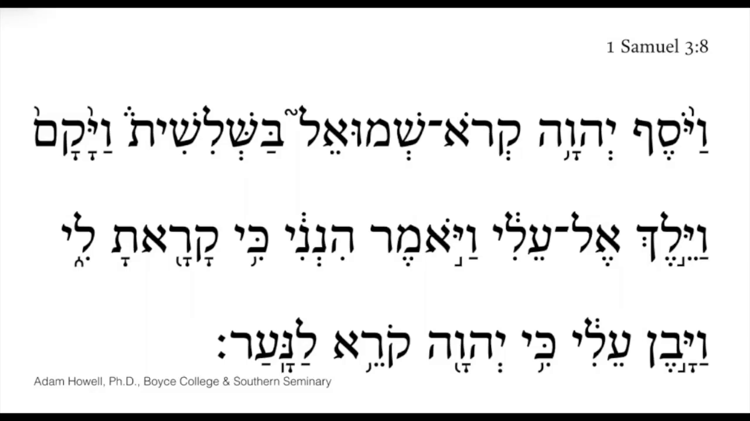Today we're covering 1 Samuel 3:8, and we'll start today by looking at the syntax, morphology, and translation, and then move to a discussion of the accents, probably next week on this one. So let's begin by reading the Hebrew together here.